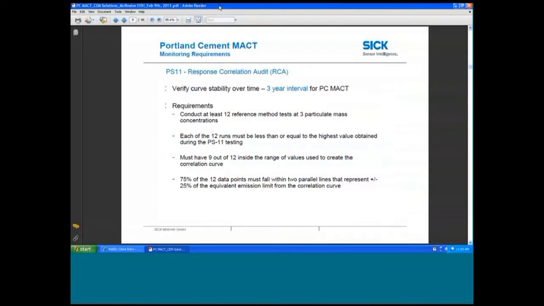Then outside of the quarterly and yearly test, on a 3-year basis, you have to do what's called the response correlation audit. And this is a much more detailed test to verify the initial correlation curve over long periods of time. And in this case, you again have to do a multiple number of tests, in this case 12. And again, you have to do them at 3 different mass particulate concentrations. And just like a typical RADA, 9 out of the 12 you can use, and they have to fall into a curve created by the initial correlation to pass. Next slide.